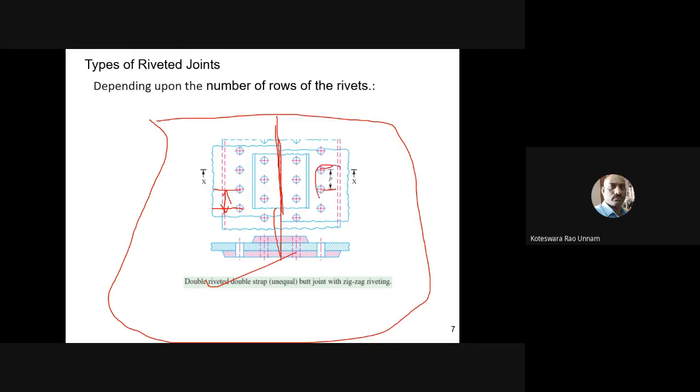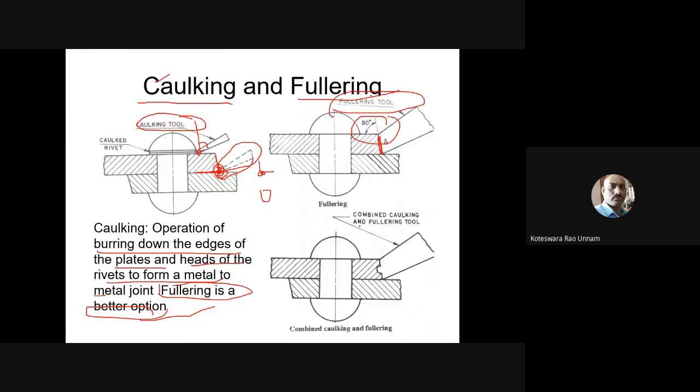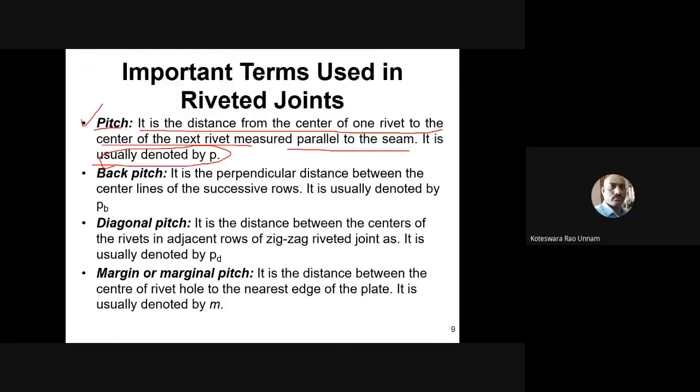or you can take these two rivets. Here you have shown these two rivets as the pitch, or else you can take these two rivets also. This is also pitch only. So if you move along the seam of the joint, the distance between the two center lines of the rivets, we call it the pitch, and it is denoted by small p. That's what is given here.